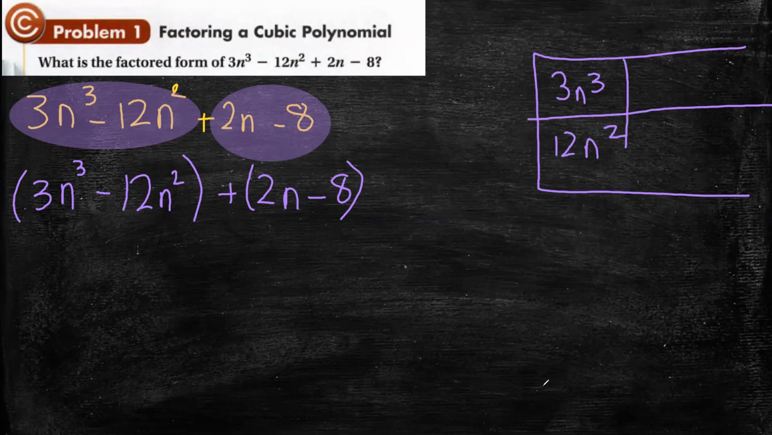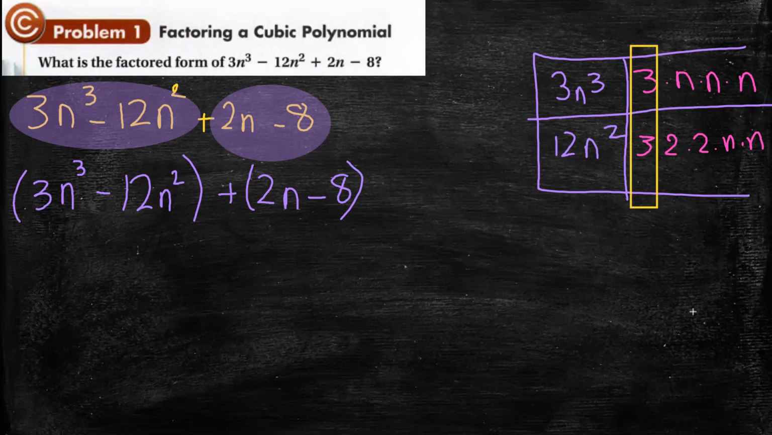Now let's factor them. What did we have? We have 3 times n times n times n. Let's factorize them into the prime factors. And 12, we have 3 times 2 times 2, times how many n's? 2 n's. Then after that, let's find the GCF, the common factors, which is a 3, and you can see these 2 n's here.